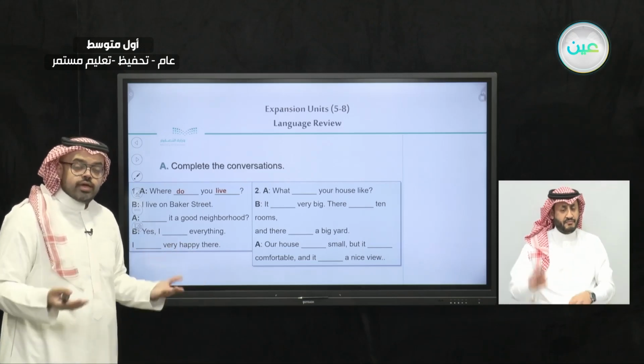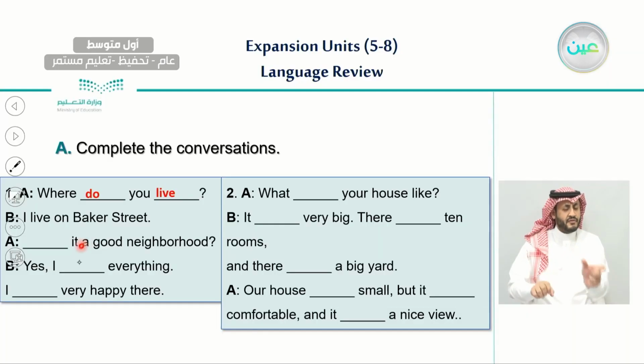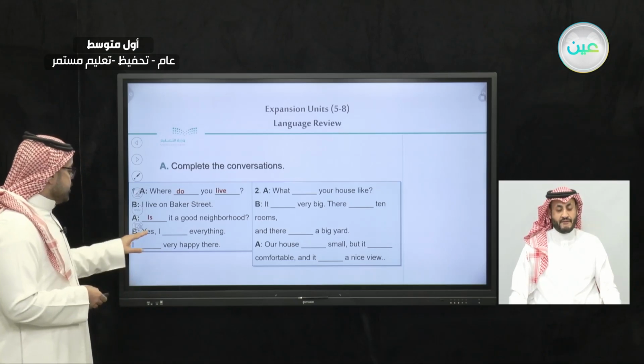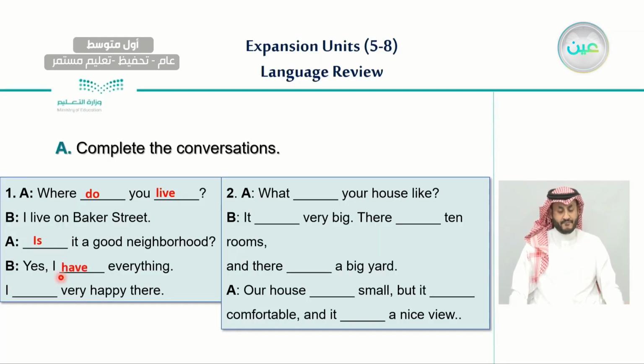So what do you think the verb to be that matches it? Is it am, are, or is? Very good. It is is. Is goes with the subject it. So, is it a good neighborhood? And the answer will be yes. I have everything. Yes, I have everything. It means in this neighborhood, I have everything that I might need.